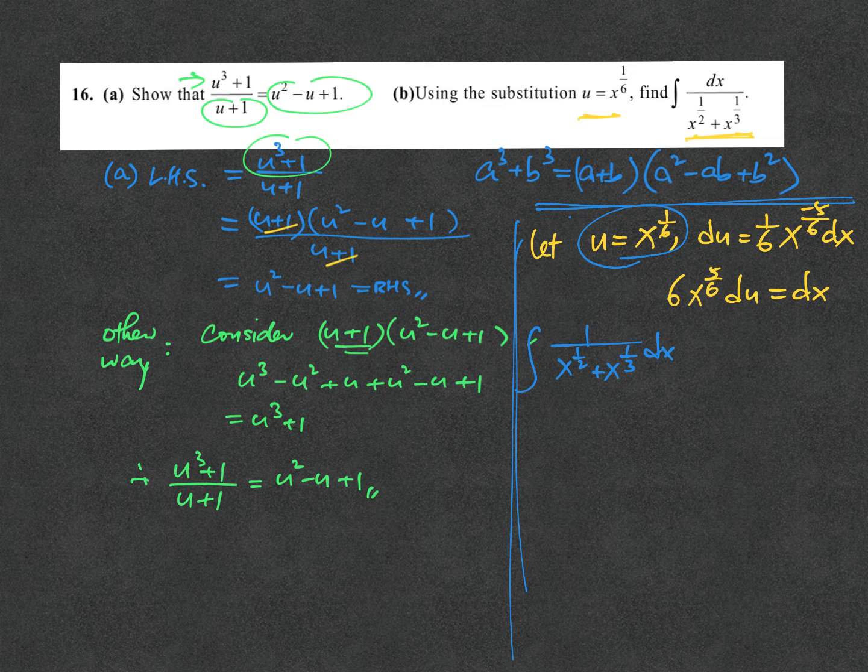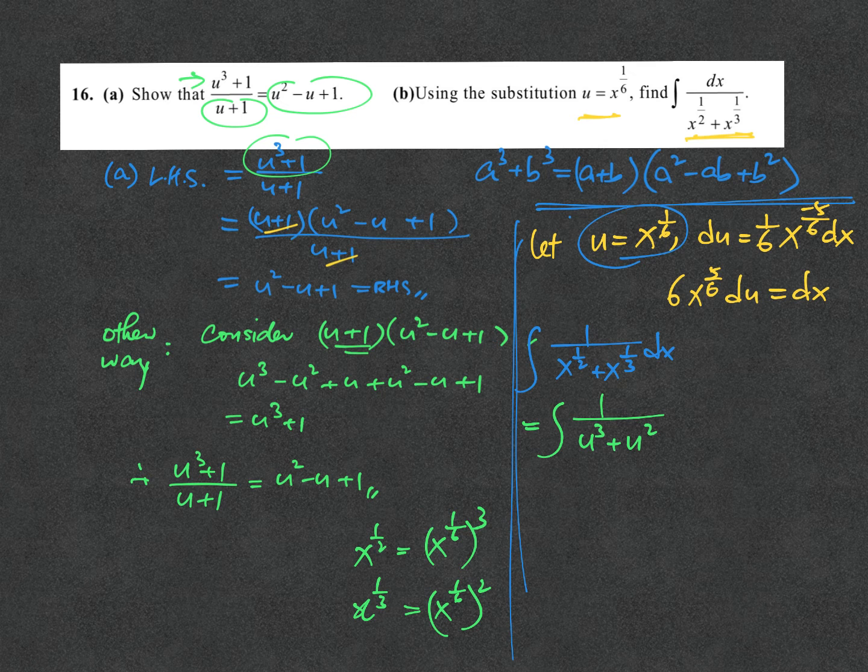So that's why we need some rough work beforehand. Can you see that x to the power 1 over 2 will be x to the power 1 over 6 and power 3? So as a result, in the question, the denominator first term will change to u cubed. Similarly, x to the power 1 over 3 will be x to the power 1 over 6 and then squared. So that's why the second term in the denominator will be u squared.